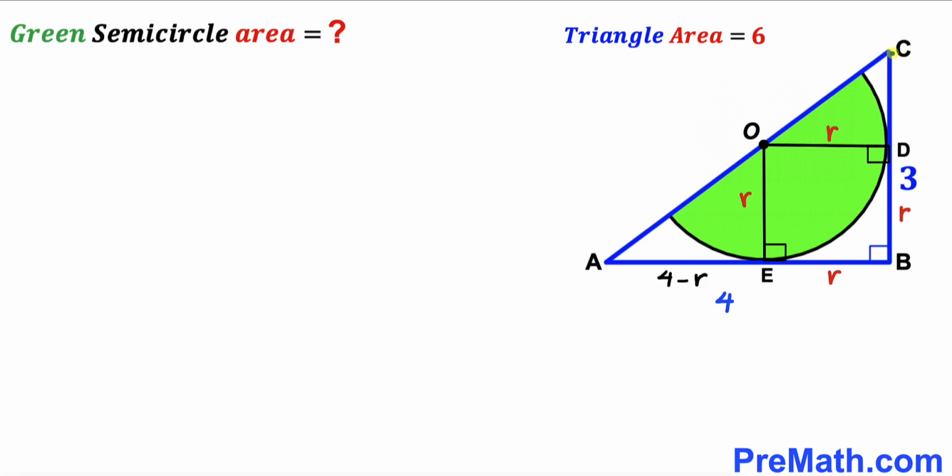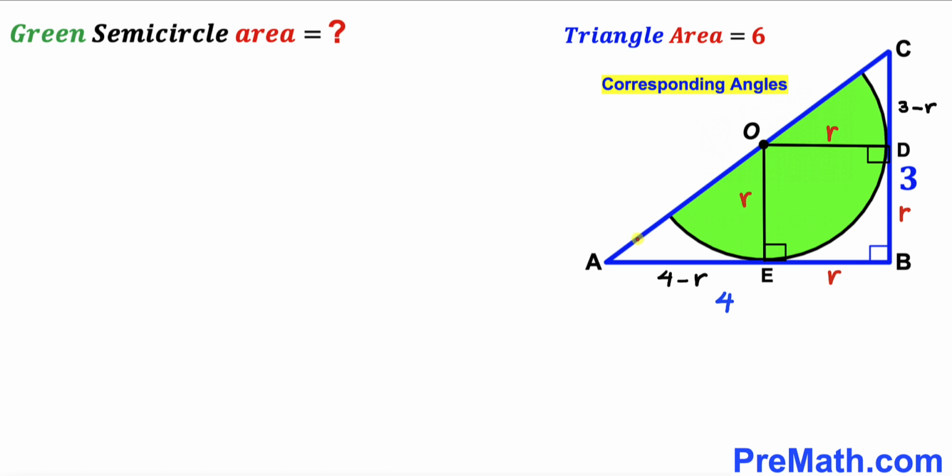Likewise, let's focus on this side length. This whole length is 3 units, and this side is lowercase r. So this segment CD is going to be 3 minus r. And here's our next step. Let's focus on this right triangle AEO and this other right triangle CDO as well.